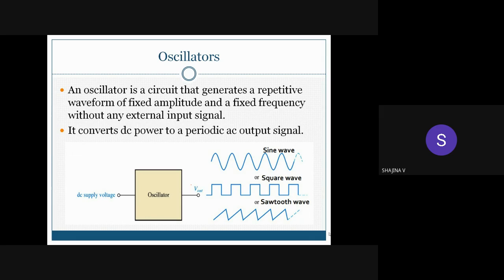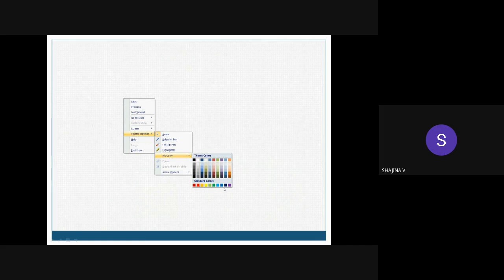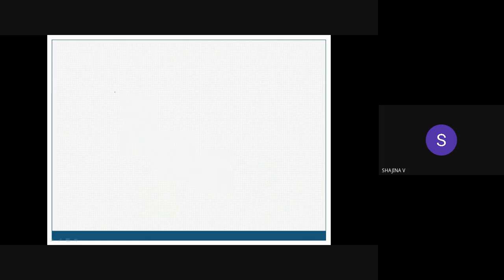Okay, let me explain it more specifically. Before going to the oscillator, let us consider an amplifier. If it is an amplifier, we have to apply a DC power supply. That is, in the common emitter amplifier earlier, we were applying what? VCC, right? So you have to apply a DC power supply.